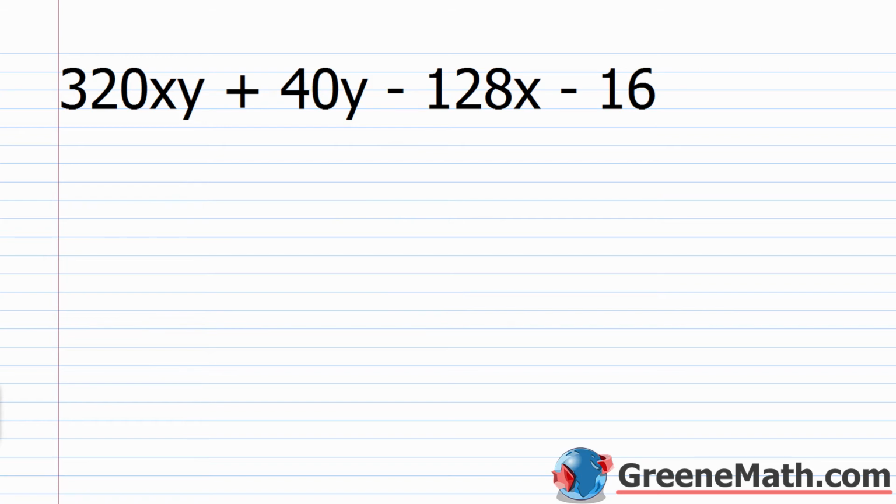All right, now sometimes you're going to have a common factor for all terms present before we begin the process. It's best to pull this out before you start because if you don't, you're going to end up with additional factoring in the end. So if I look at these terms here, everything is divisible by 8. 320 divided by 8 is 40. 40 divided by 8 is 5. 128 divided by 8 is 16. And 16 divided by 8 is 2. So we can pull out this common factor of 8 before we even start.